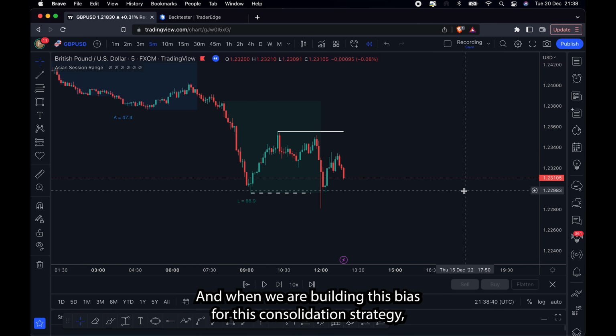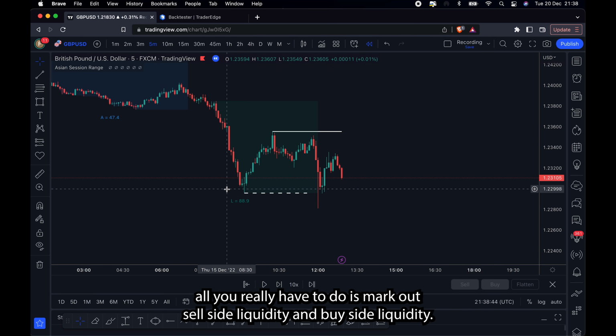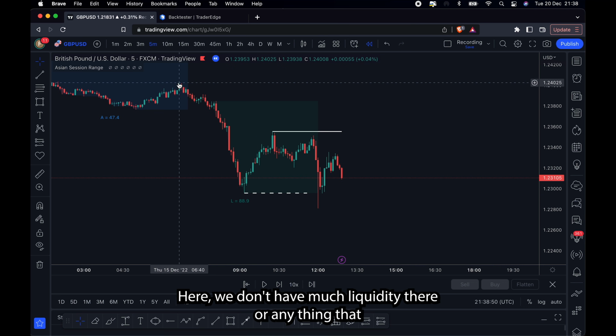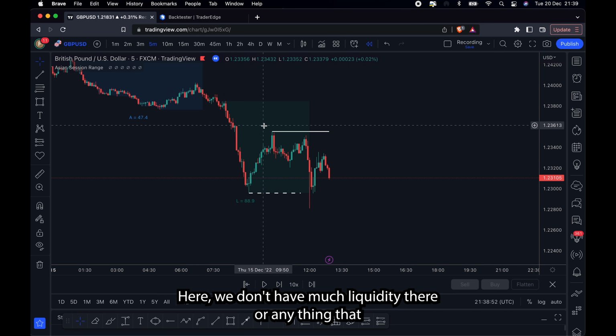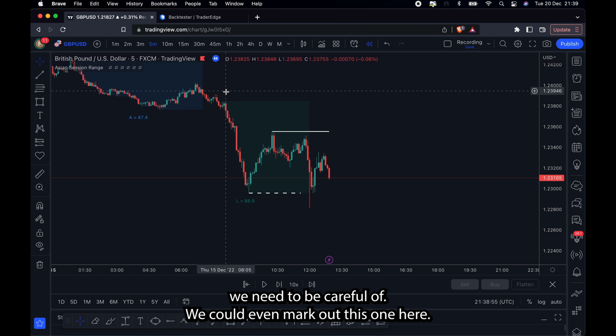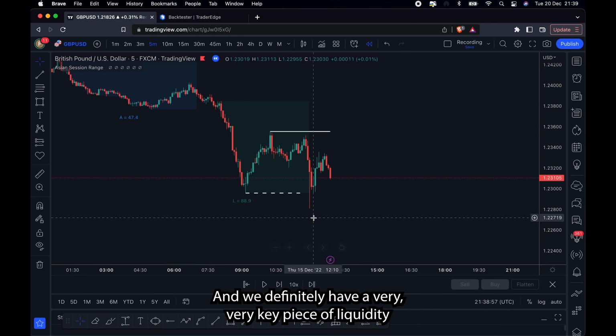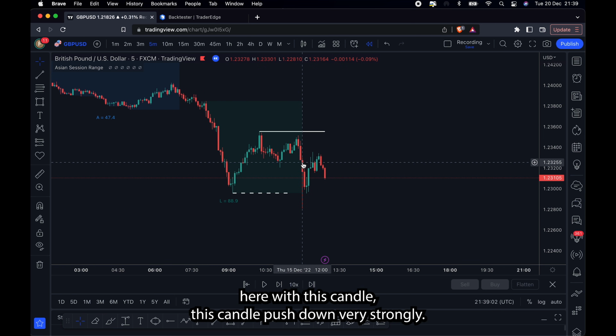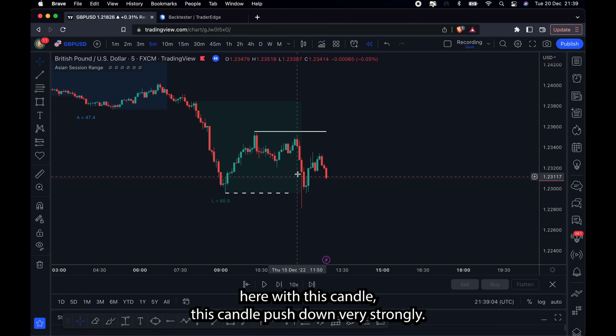And when we're building this bias for this consolidation strategy, all you really have to do is mark out sell side liquidity and buy side liquidity. We can see that above this buy side liquidity here, we don't have much liquidity there or anything that we need to be careful of. We could even mark out this one here, and we definitely have a very, very key piece of liquidity here with this candle. This candle pushed down very strongly.